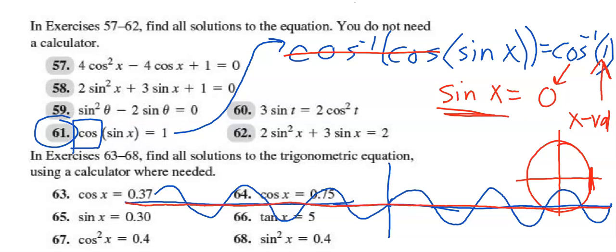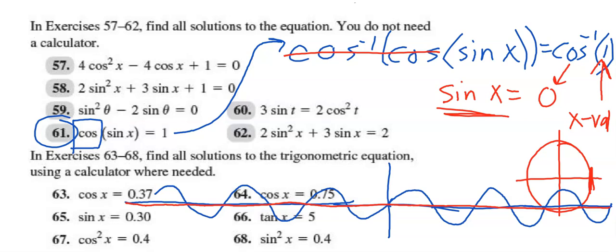It hits it a lot, doesn't it? Can you describe to me all the times, besides the one kid who already did? Can you tell me any of the answers? Pi? Yeah, pi's right here. It's right there. Pi over 4? No, pi over 4 is like right about here. That doesn't look like one of the intersections. 0? Yeah. 2 pi? 3 pi?